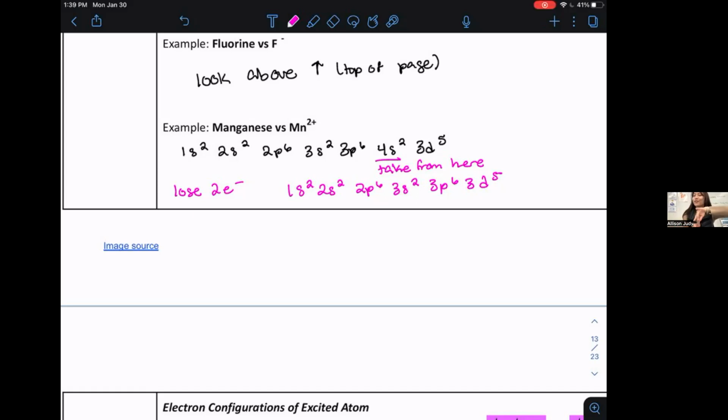So start over. Nuclear shield effect. This is why 3d is at a higher energy level than 4s, because the 4s is circular. Its chunkiness literally blocks the 3d.